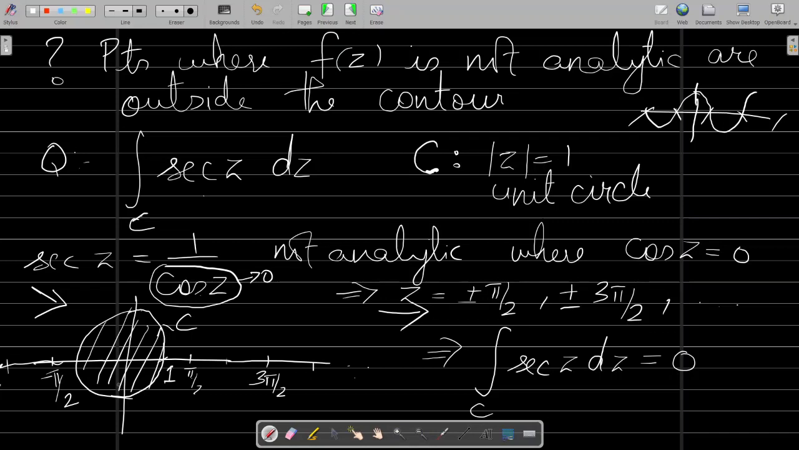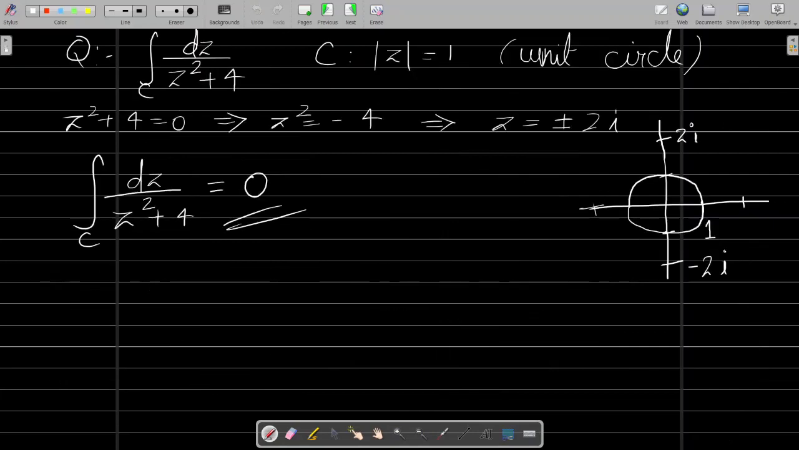So the integral over c of sec z dz is equal to 0. That is our result. Even though sec z is not analytic everywhere, we are only trying to integrate sec z over the unit circle, and inside the unit circle, that is inside mod z equal to 1, sec z is analytic. So the integral over mod z equal to 1 of sec z dz is equal to 0. Now let's consider another example.